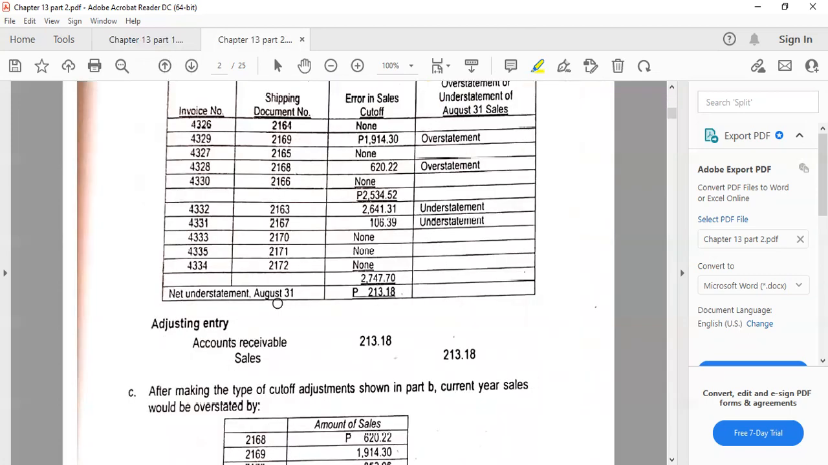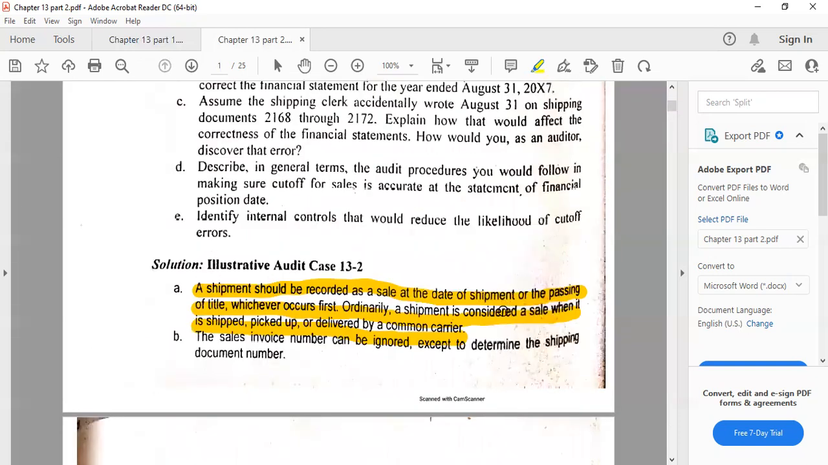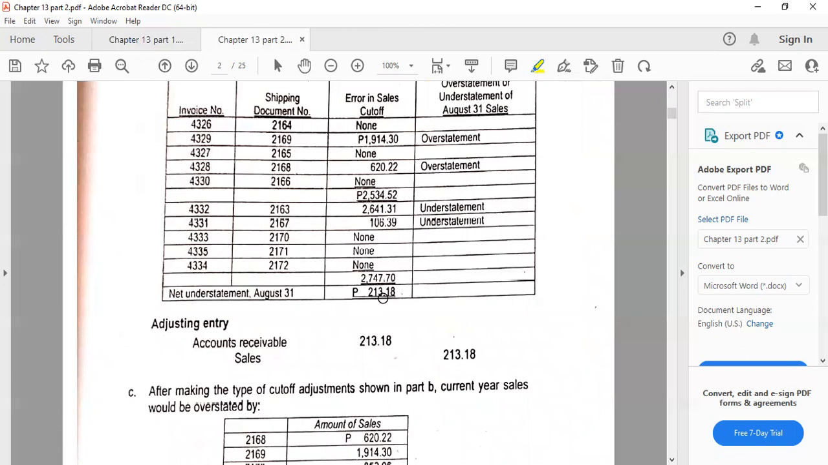So, the net adjustment based on their costs there, amounts. So, the net adjustment is 213.18. So, overstatement versus understatement. Okay, and then we debit, since this is a net understatement. So, na understatement, kuwang si sales. So, credit sales and debit accounts receivable.